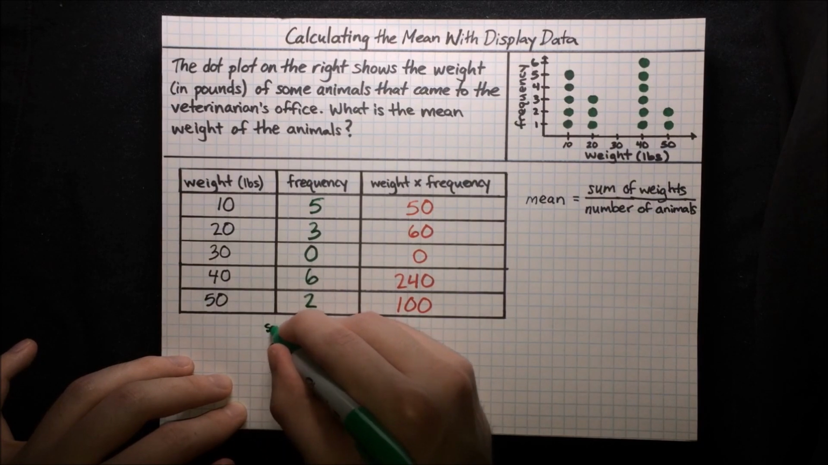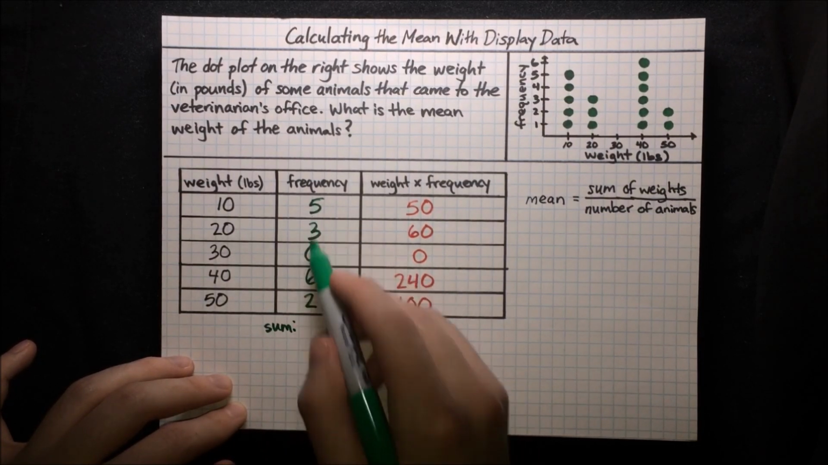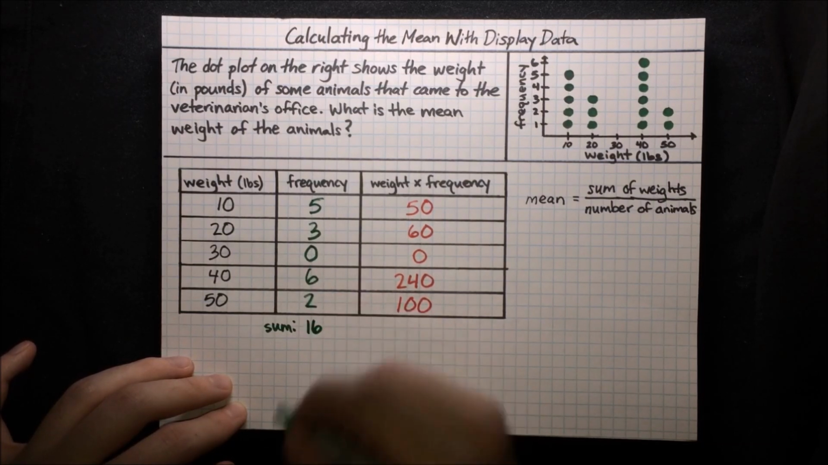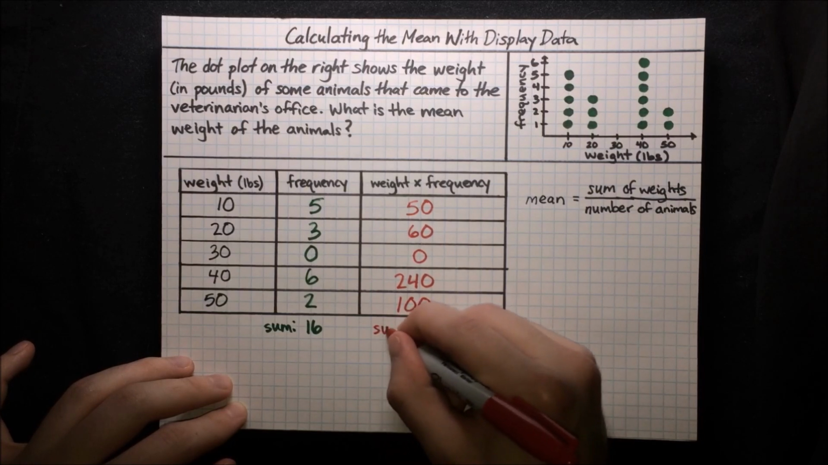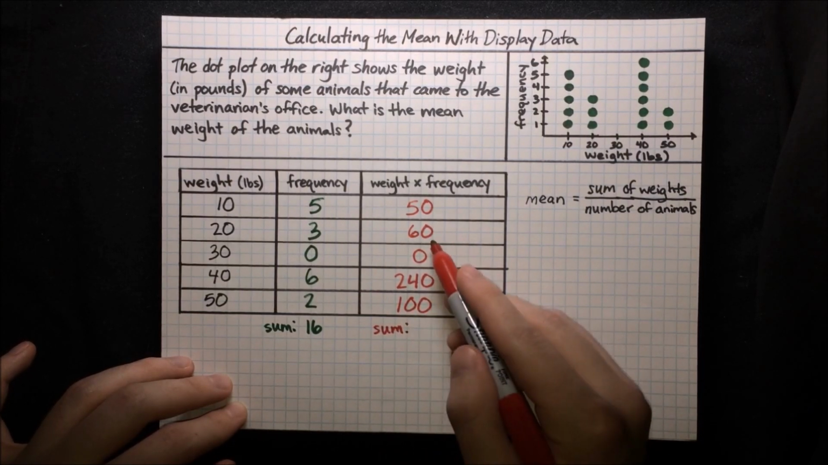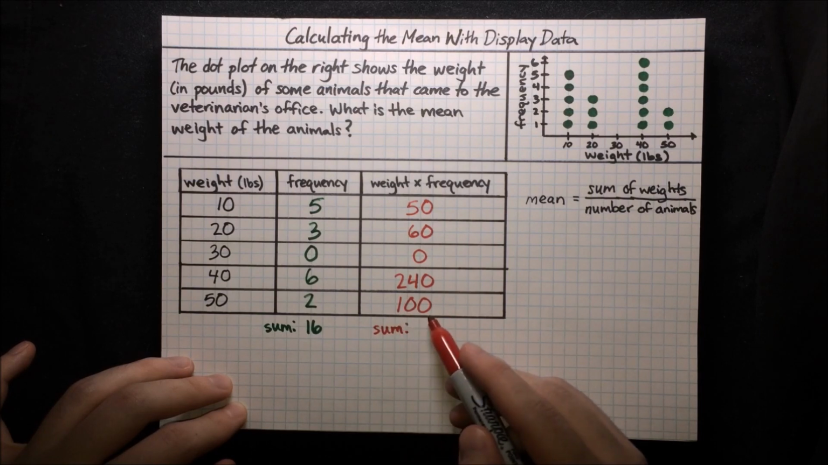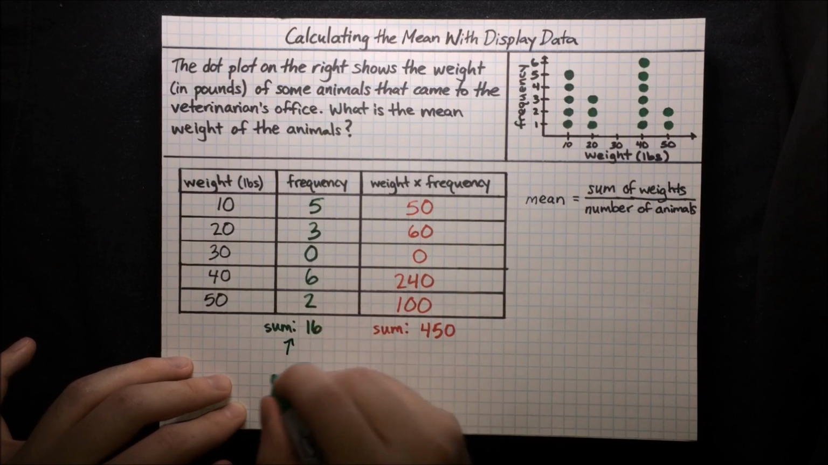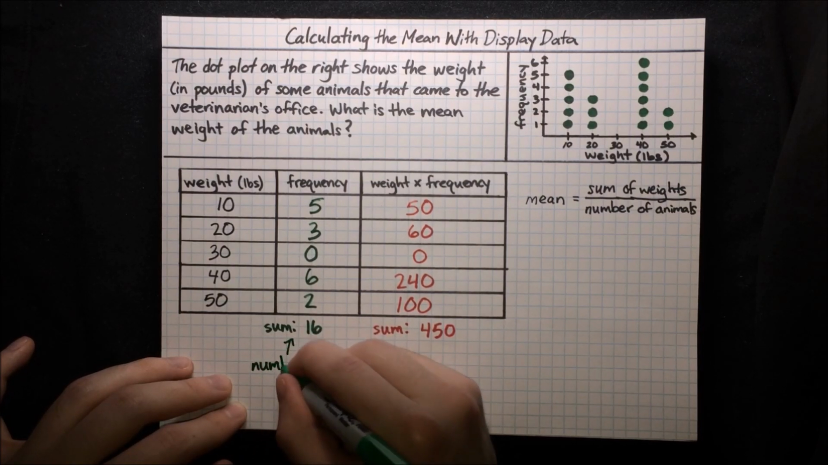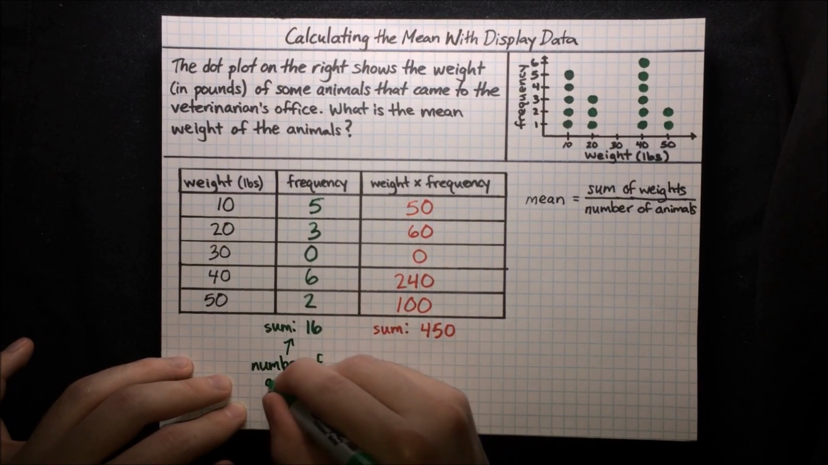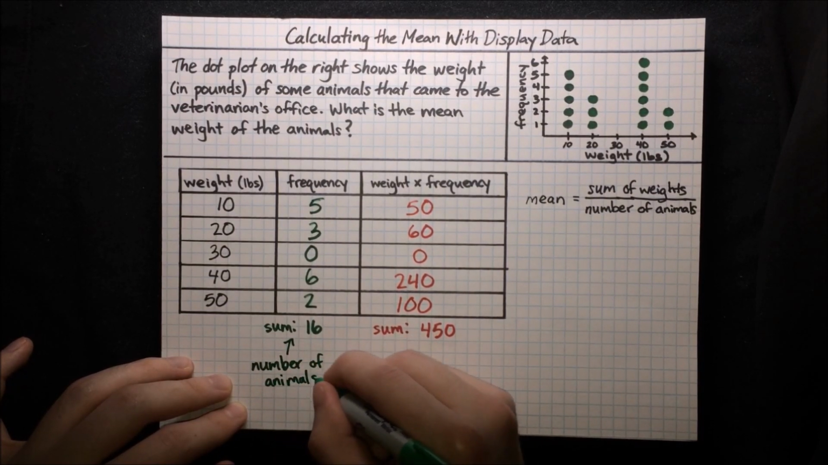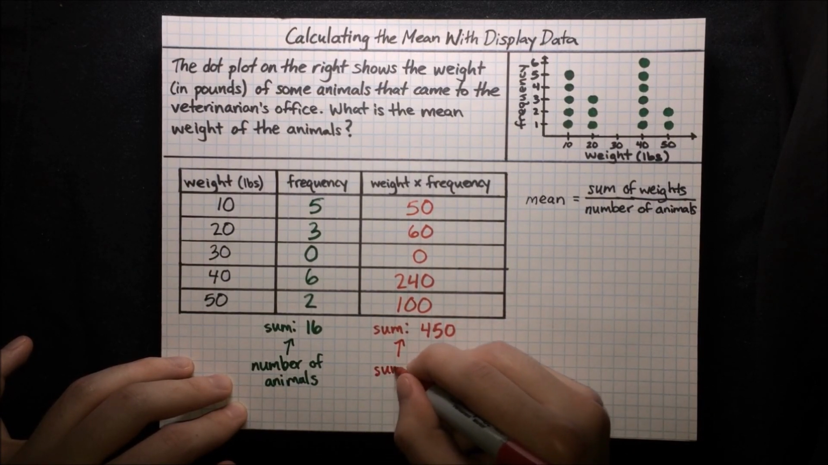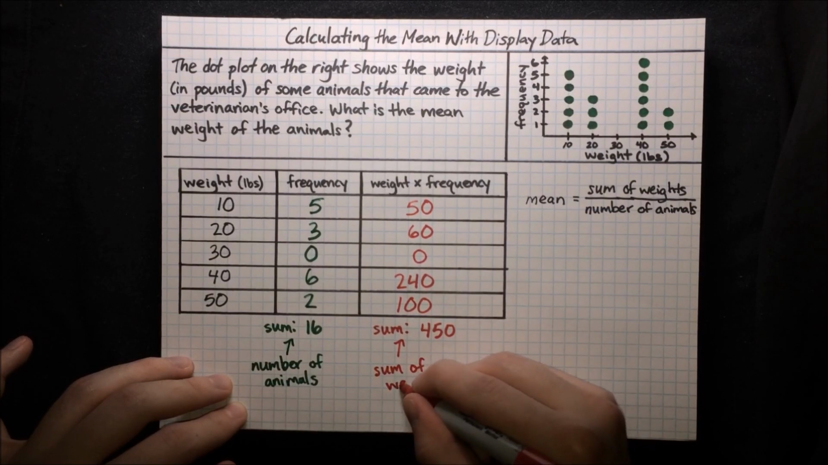Alright, so the sum of all the frequencies, 5 plus 3 plus 0 plus 6 plus 2, is just 16. And then the sum of all the weight times frequency, 50 plus 60 plus 0 plus 240 plus 100, is 450. Now this sum here for frequency, that really represents the number of animals. And then this sum over here for weight times frequency, that represents the sum of the weights.